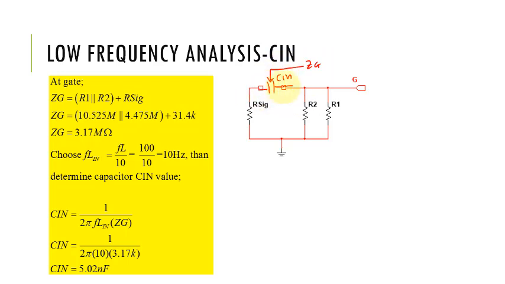So we need to determine the value of ZG at the input. If we see here, we have two resistors in parallel, and in series with our R signal. So these two resistors are in parallel, and we add them with our R signal. This one is in series, so we get ZG at around 3.1 mega ohm.